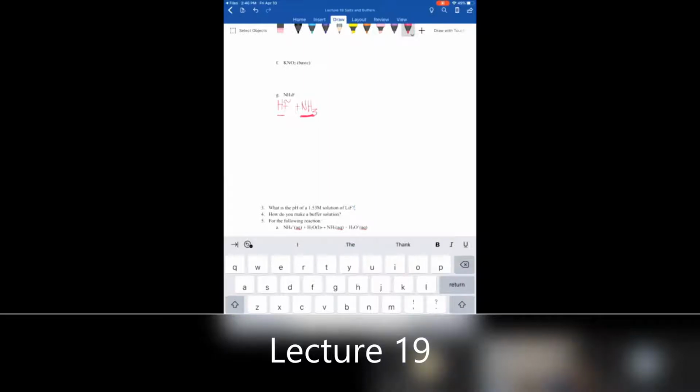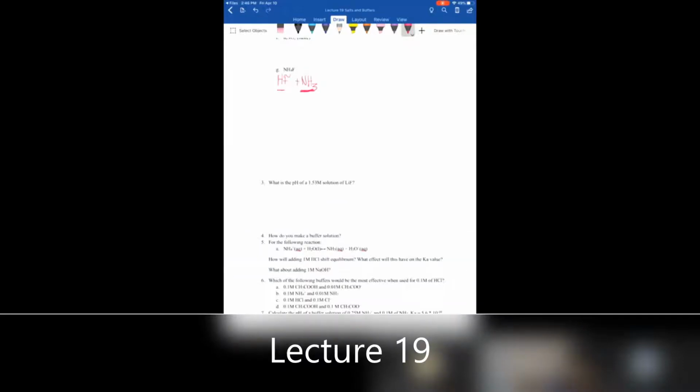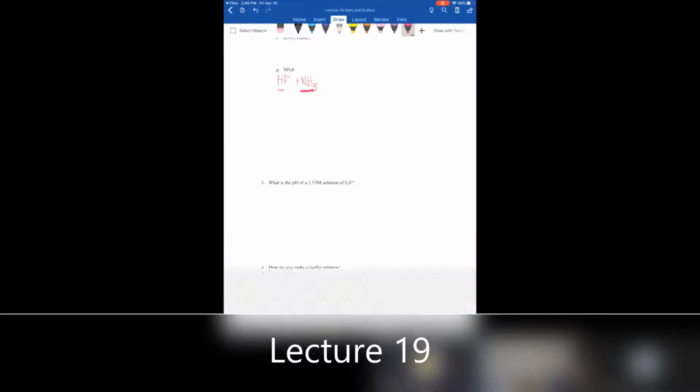So, what is the pH of a 1.53 solution of LiF? That's a very good question. So, what's the first step? Your first step is to break it down, right, into the ions? How?